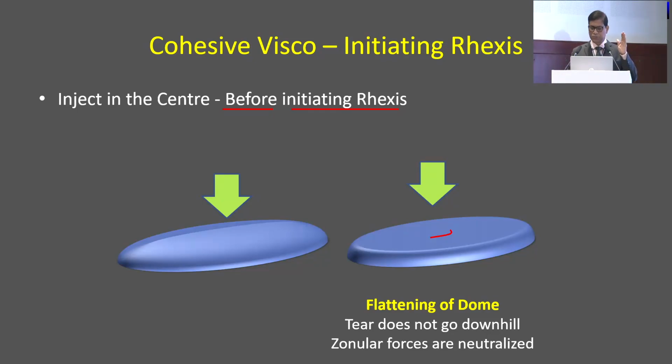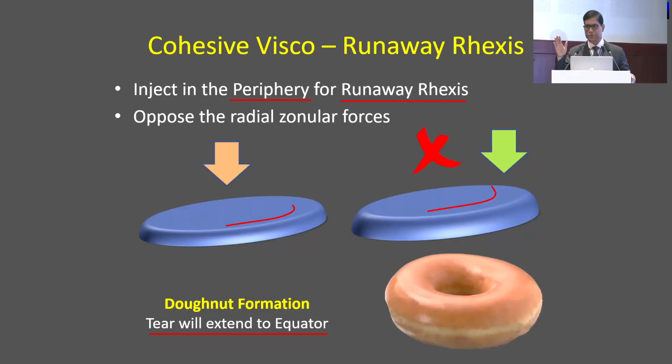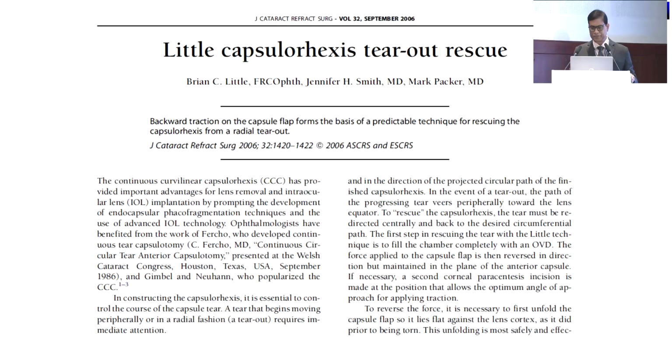Now, when you have a runaway capsular rhexis, you do not inject in the center. When you inject in the center, you're pushing the loose cortical matter from the center to the sides to result in a donut. Your runaway rhexis is going to run faster. So, what you need to do is inject that cohesive viscoelastic at the leading part of the tear. That is where you flatten it and you oppose the radial zonular forces. That's when you have control, and you will see it works wonderfully.